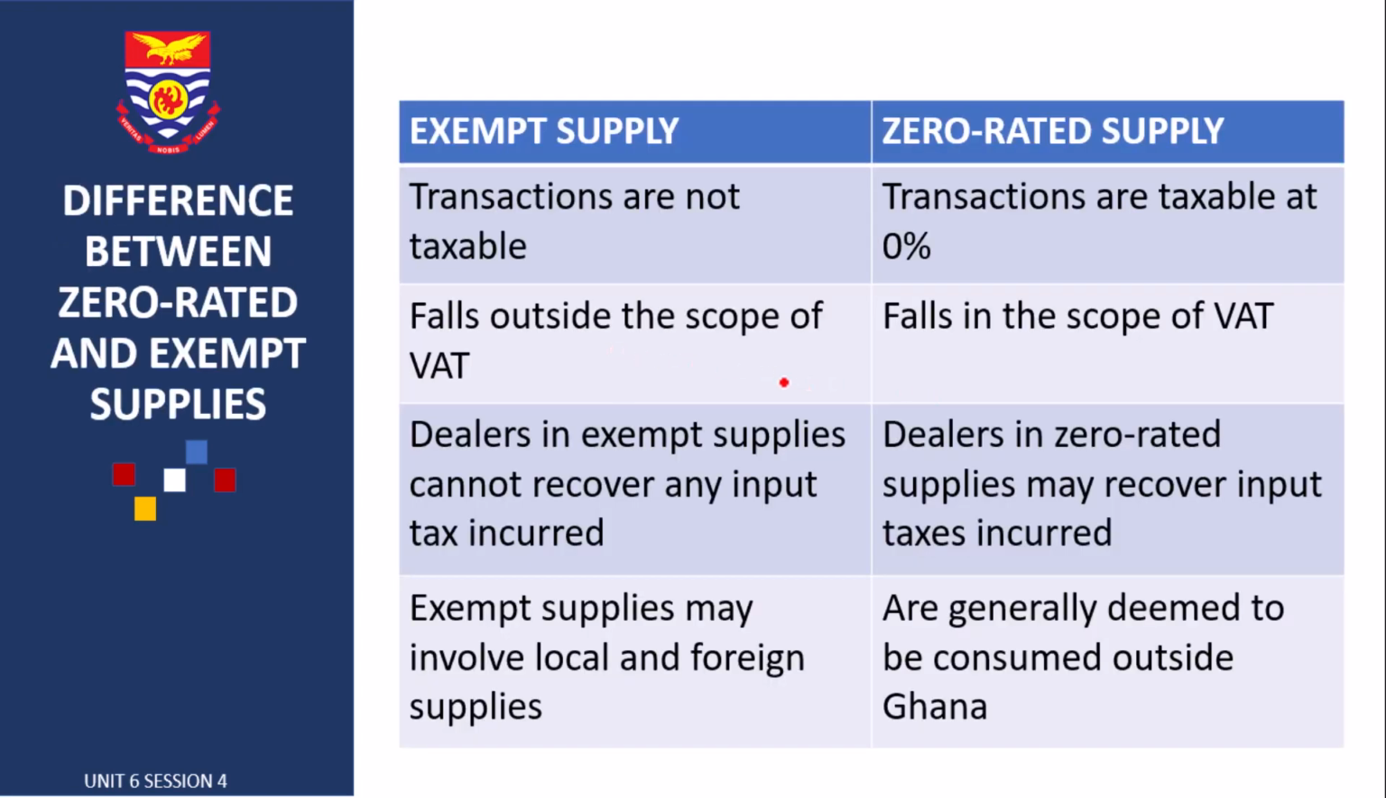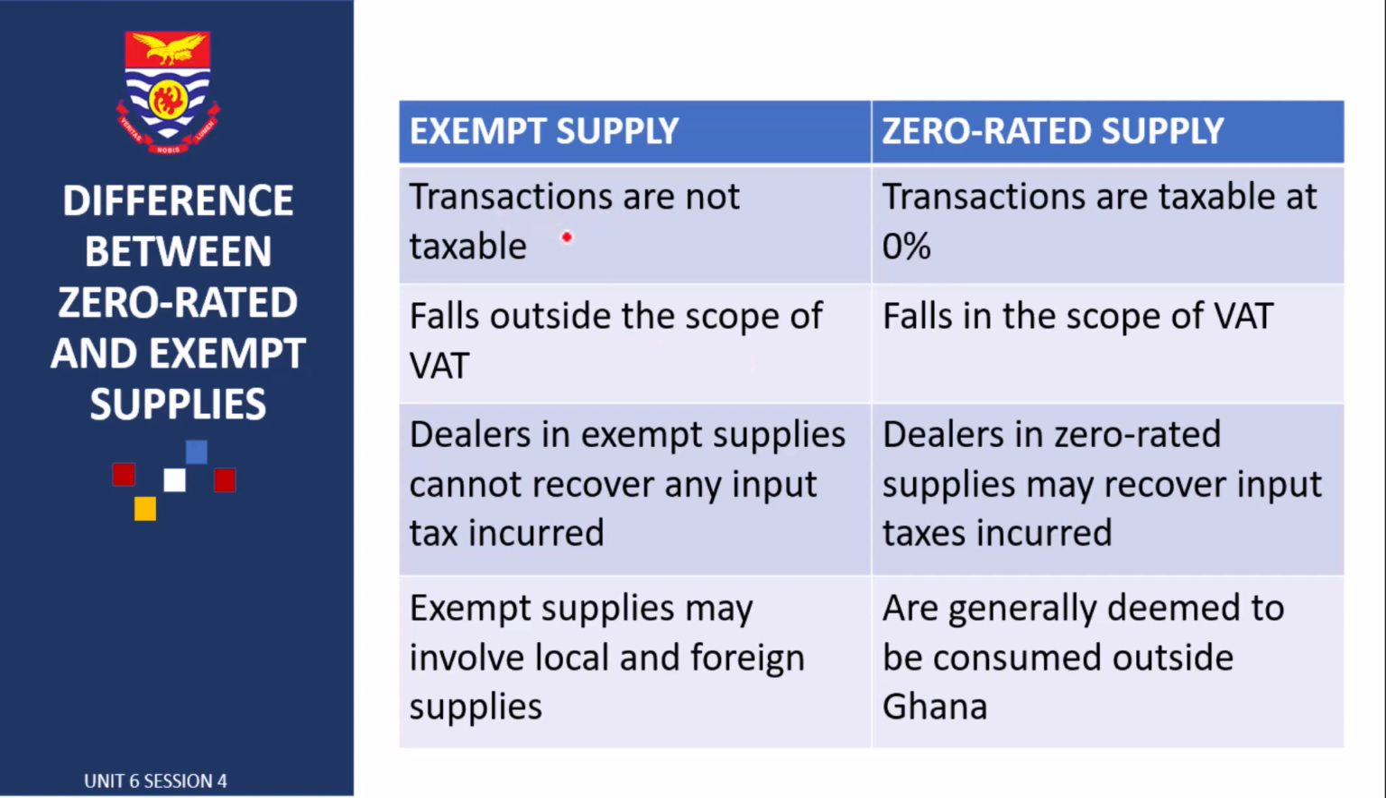Let us look at the difference between zero-rated and exempt supply. In the previous session, that is session 3, we looked at exempt supplies and we said that exempt supplies are supplies that do not attract any VAT, even when sold or supplied by a VAT registered person. So let us look at the differences.